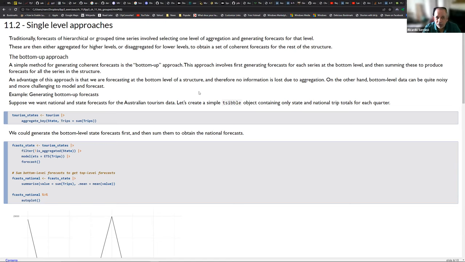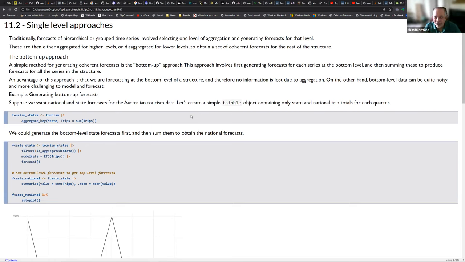An advantage of this approach is that there's no information loss. In other words, you are gathering all the information available because you are doing it from the bottom level. Now, one of the disadvantages is that it takes more time, right? Because depending on how many time series you have, it will take more time.